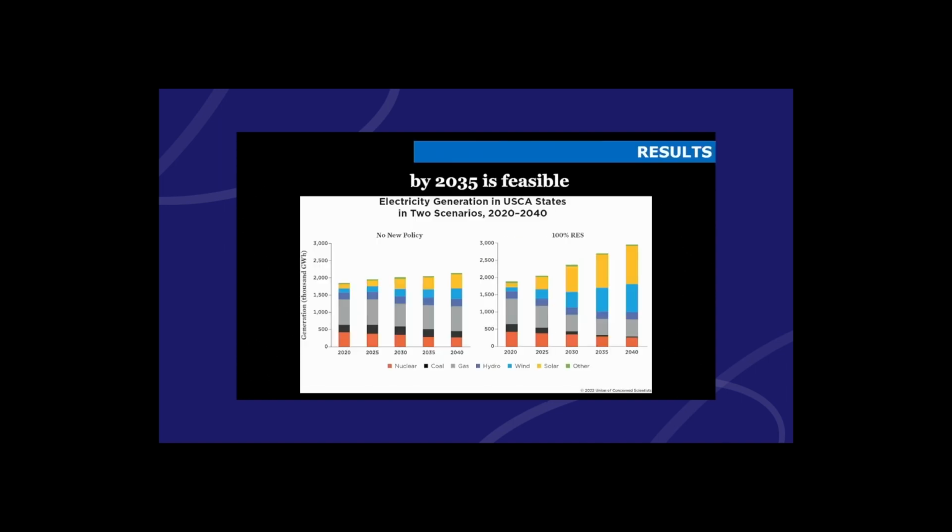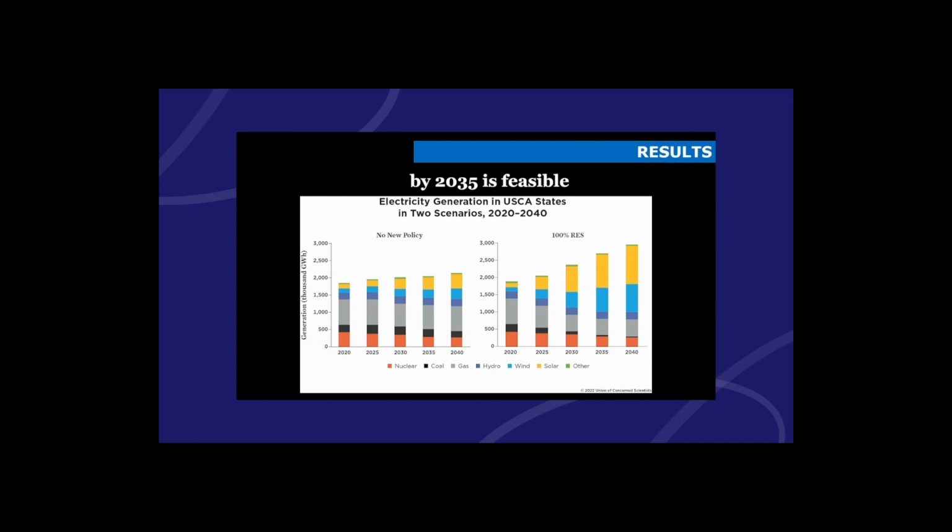So in terms of the results, the first one is that climate aligned states can meet 100% of their electricity consumption with renewable energy by 2035. And this holds true even as we are increasing the demand in electricity due to the electrification of transportation and heating. So again, US climate aligned states can meet 100% of their electricity with renewables by 2035.